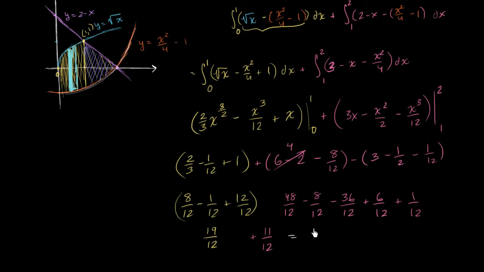And then we're ready to add these two. 19 plus 11 is equal to 30 over 12. If we want to simplify a little bit, we can divide the numerator and the denominator by 6. This is equal to 5/2, or 2.5. And we're done. We figured out the area of this entire region. It is 2.5.